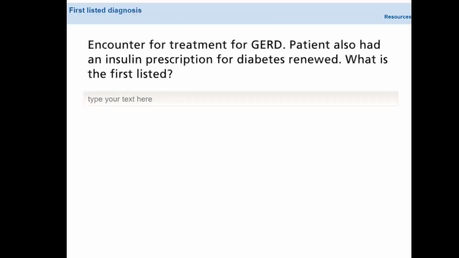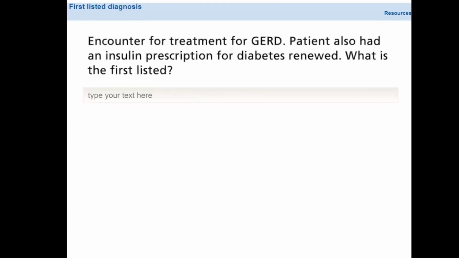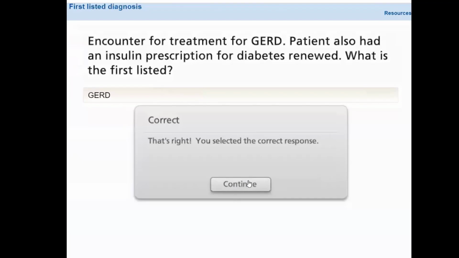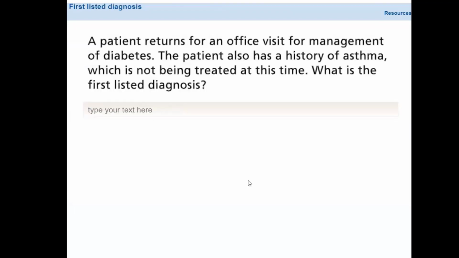Okay, your turn. The patient comes in for an encounter for treatment for GERD, which stands for gastroesophageal reflux disease. Patient also had an insulin prescription for diabetes renewed. What is the first listed diagnosis? I'm asking you guys. GERD. Would it be GERD? Oh, we're supposed to type it? No, you can't type it. I have to type it. GERD. I need you guys to answer. GERD is the right answer.